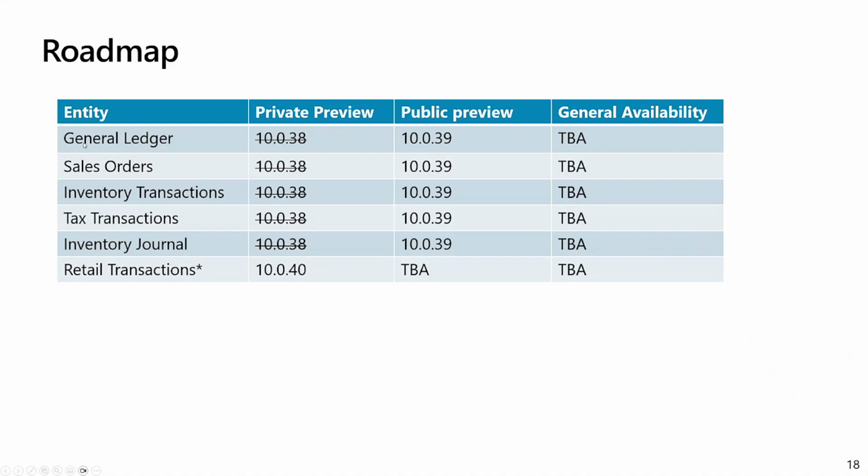If some of you are aware, we started this particular journey with the private preview of journal ledger, sales order, and inventory transaction archival in 10.38. Now we are in the public preview of those functionalities. The 10.38 preview is no longer available, because the private preview was supported with the help of flighting done by the engineering team. So now we are in the public preview.